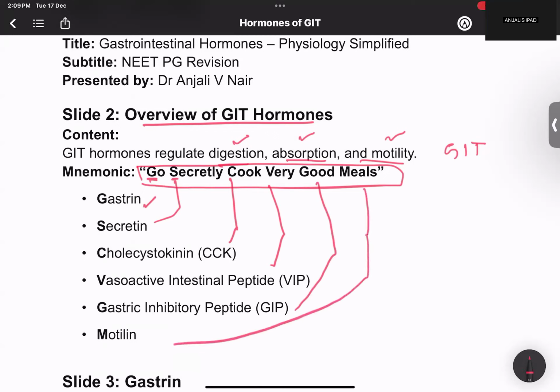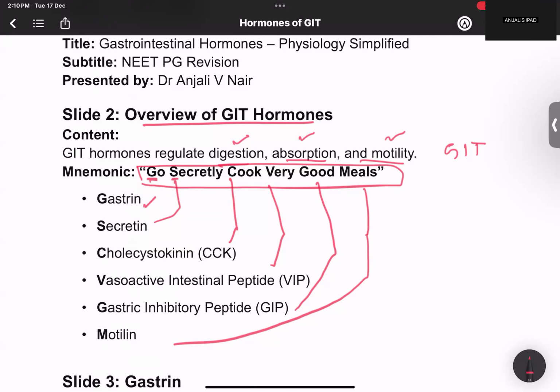The mnemonic is: Go Secretly, Cook Very Good Meals. Gastrin, secretin, cholecystokinin, vasoactive intestinal peptide, gastric inhibitory peptide, and M, which stands for motilin. Now we'll go through each hormone one by one: their source, stimulus, actions, and clinical relevance. This breakdown will make it very easy to remember.